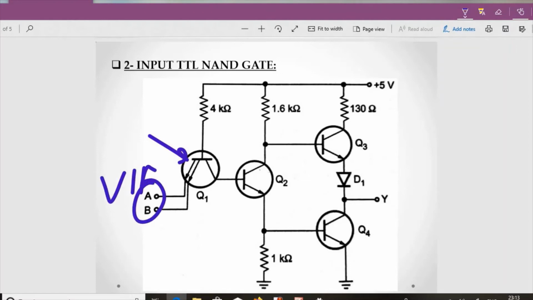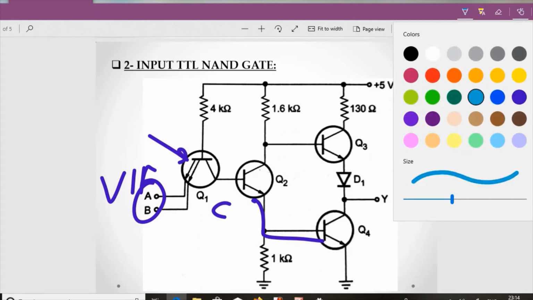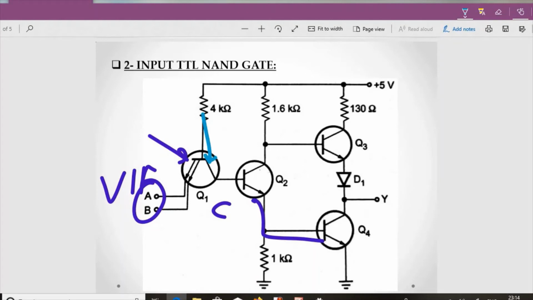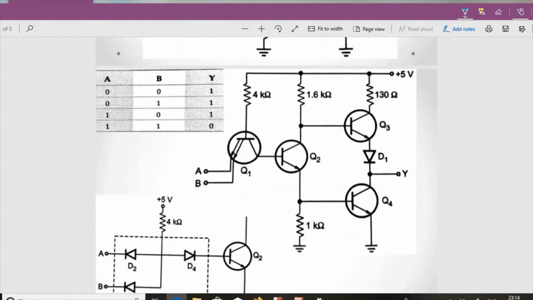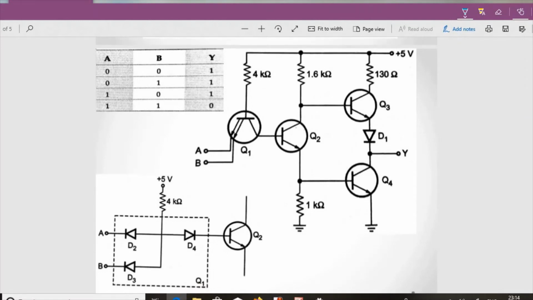Now after that, this collector is connected to the base of the Q2. And then the emitter of the Q2 is connected to the base of the Q4. So you can see that this transistor and this transistor are actually interconnected to each other, whereas the Q3 transistor is not interconnected to any other, so it is independent. So this is the basic structure of the TTL NAND gate in your transistor logic. Now we will see the equivalent diagrams and we will also derive the truth table of the same.